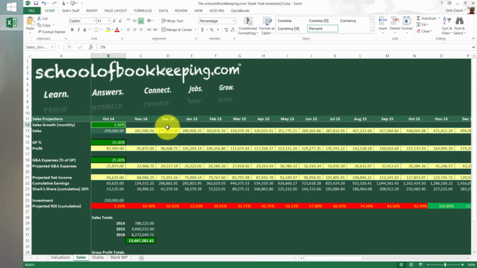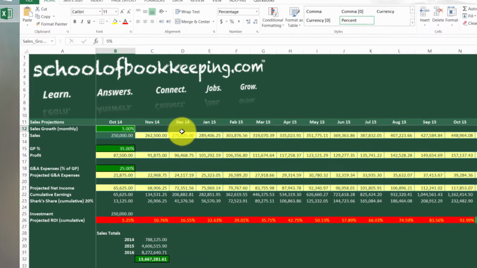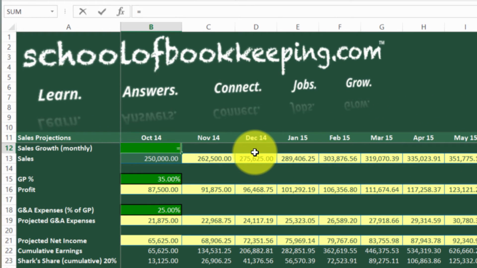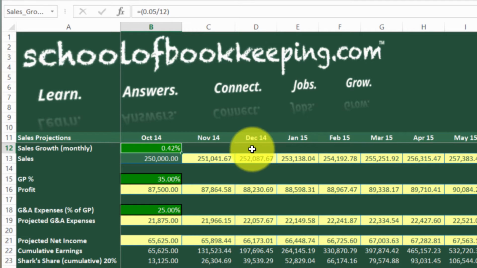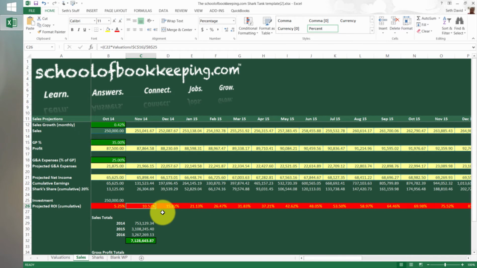So let's say we wanted to make this 5% annually, since we're doing a steady monthly growth rate. Let's say we wanted to make it so that it comes out to 5% a year. Then we need to divide the 5% by 12 here. So equals, open parentheses, 0.05 divided by 12, to get what the monthly percentage will be. So 0.42%. This may look much more realistic to you.